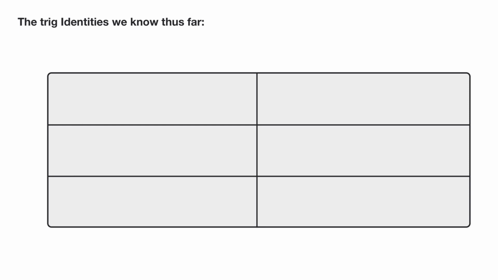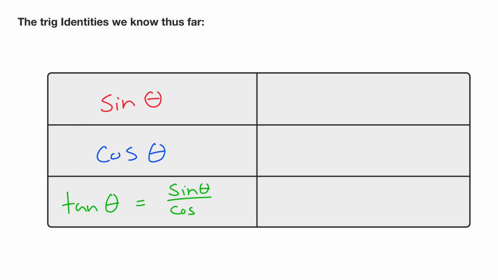Technically, the first 2 aren't trig identities, but I still like to write it up here. We know about sine of theta. We also know about cosine of theta. Those 2 are technically not trig identities. Those are the basic 2 trigonometric functions. We also know tangent of theta. However, tangent is equal to something else. It is equal to sine of theta over cosine of theta.